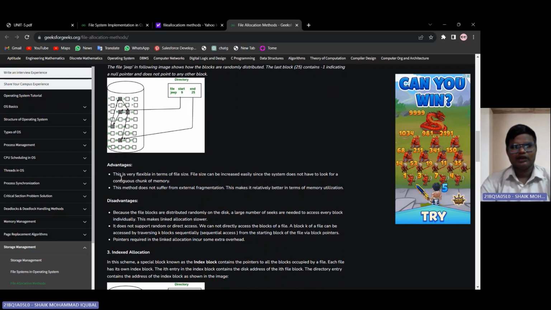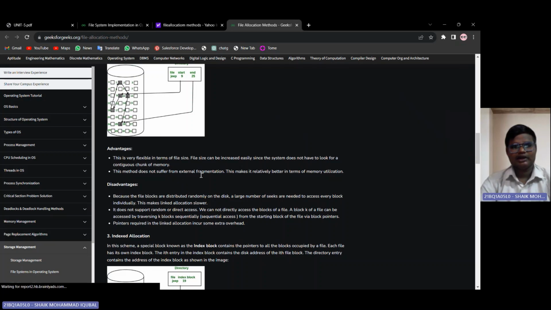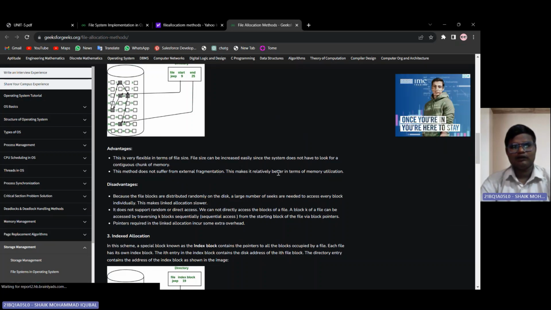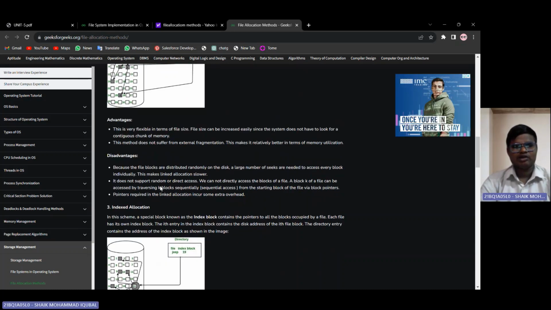Disadvantages. Because the file blocks are distributed randomly on the disk, a large number of seeks are needed to access every block individually. This makes linked allocation slower. It does not support random or direct access. We cannot directly access the blocks of a file. A block of a file can be accessed by traversing k blocks sequentially from the starting block of the file via block pointers. Pointers required in linked allocation incur some extra overhead.